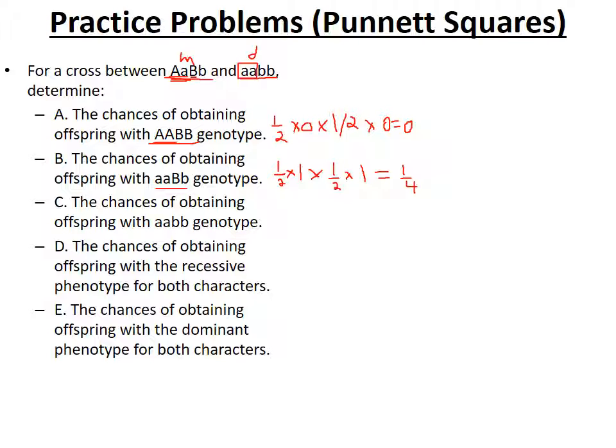The chances of getting an offspring with little a, big B, little b genotype. So to get this, you need little a from Mom, half a chance. Little a from Dad, 100% chance. And big B from Mom, half a chance. And little b from Dad, 100% chance. And that's 1/4 chance.